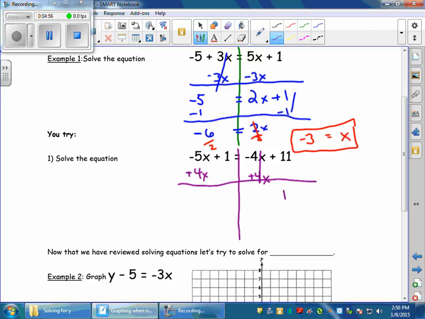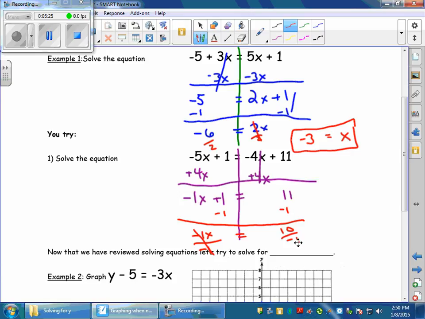So all that's left over here is positive 11 is equal to, on this side, I have negative 1x plus 1. Obviously, it's still not solved for, so I'm going to subtract a 1 on both sides and end up getting negative 1x equals 10. But again, it's still not solved for. We want just a single 1x right here, so I need to divide by whatever number's in front of that, which happens to be negative 1. So I'm going to divide this side by negative 1 and this side by negative 1.